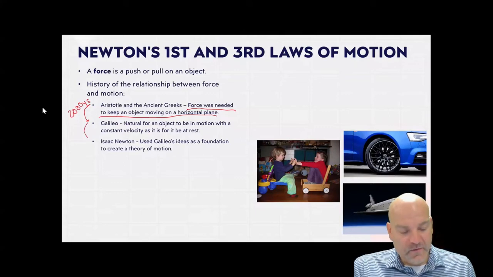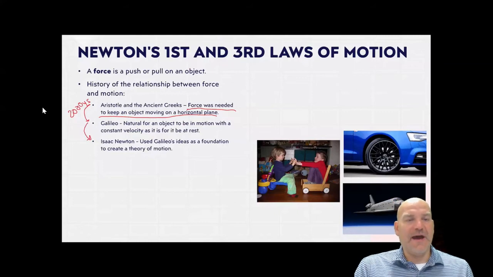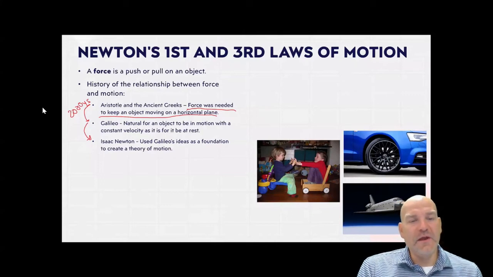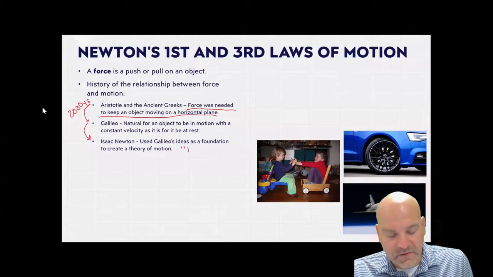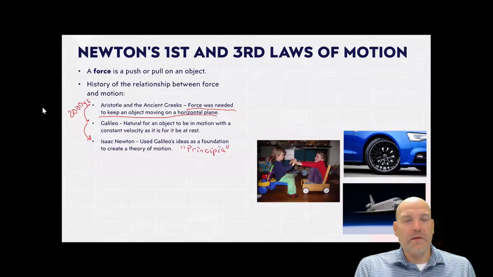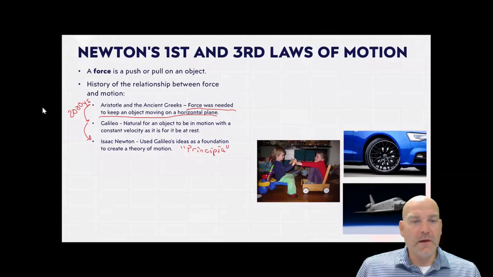And then fast forward, not so much in terms of a gap of 2,000 years, but 50, 60, 70 years, you have Isaac Newton. And what he really did is he took Galileo's ideas and created a theory of motion, right? And he wrote it in his book Principia, which is one of the most monumental physics books that's ever been written.